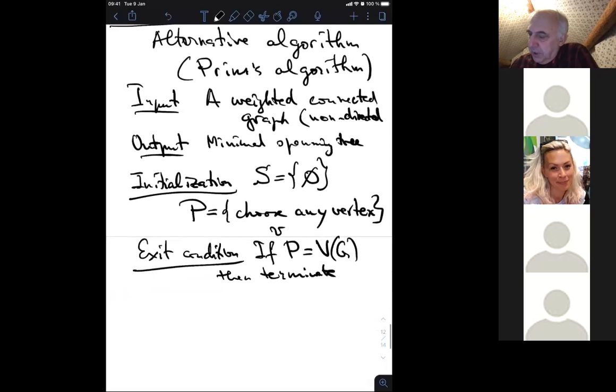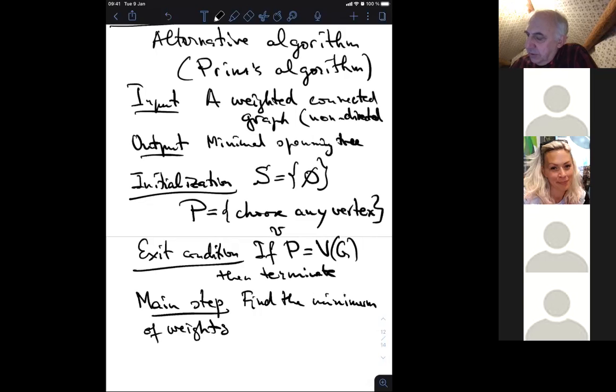Now the main step again is as follows. So we have to find the minimum of weights of edges of the form, say, VW, where V belongs in the current set P and W in its complement.